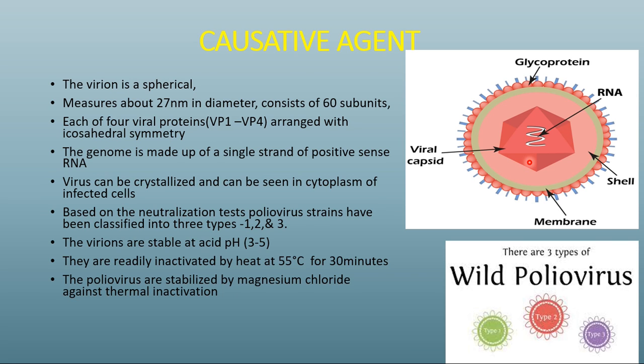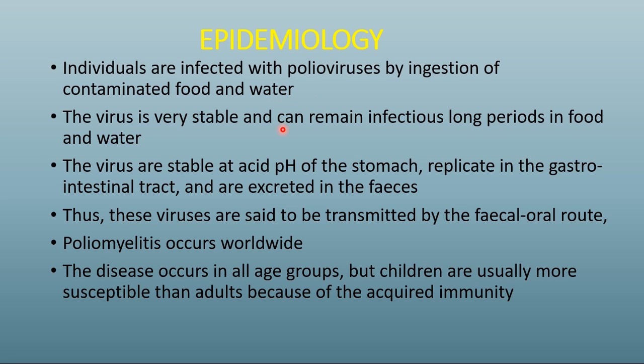Next, moving to the epidemiology, as I already told you, this is transmitted through contaminated food and water, so it occurs by ingestion of contaminated food and water. The virus is very stable and can remain infectious for long periods in food and water. That's why we are supposed to boil the water and properly cook the food before taking it in. The viruses are stable at the pH of the stomach, replicate in the gastrointestinal tract and are excreted in the feces. The feces contaminate our food and water, and thus these viruses are said to be transmitted by the fecal-oral route.